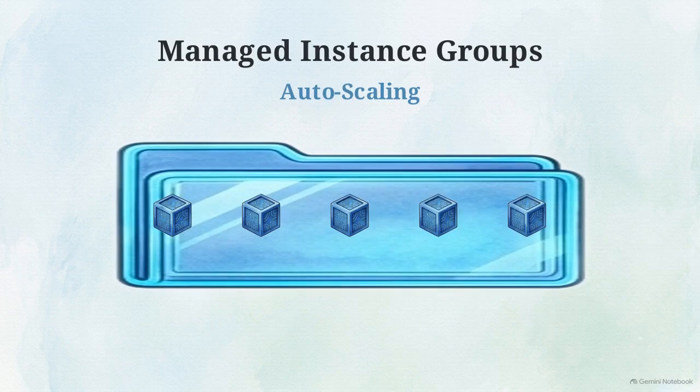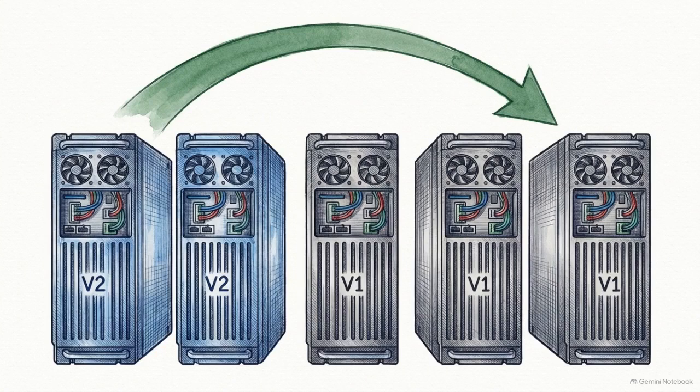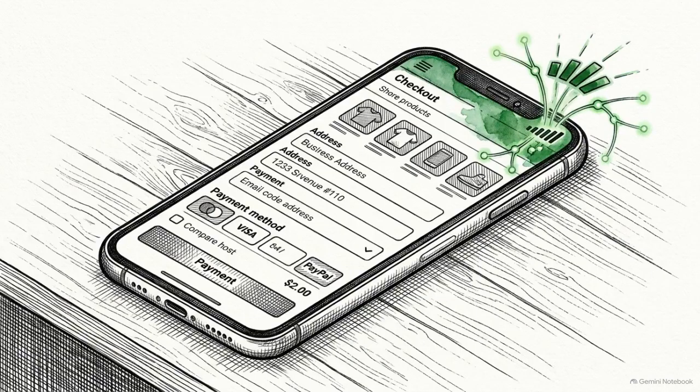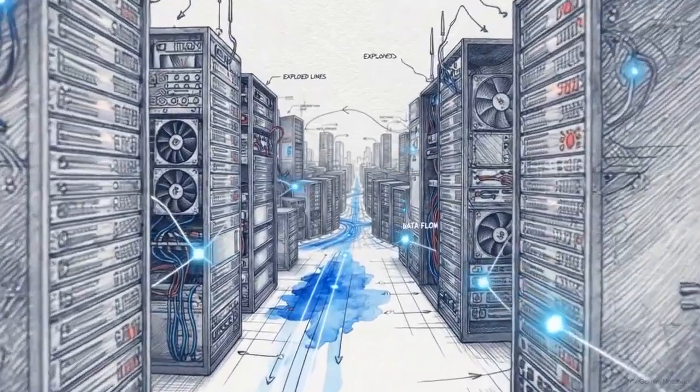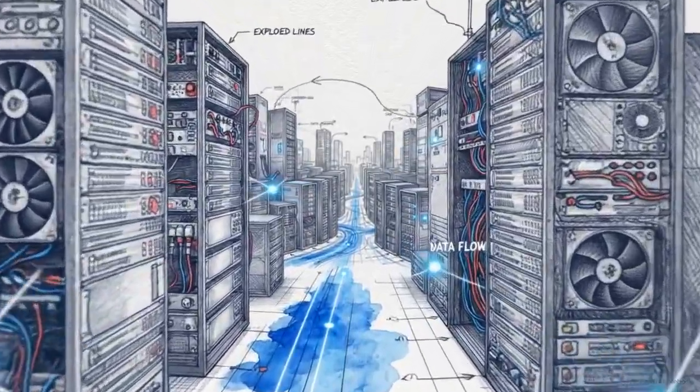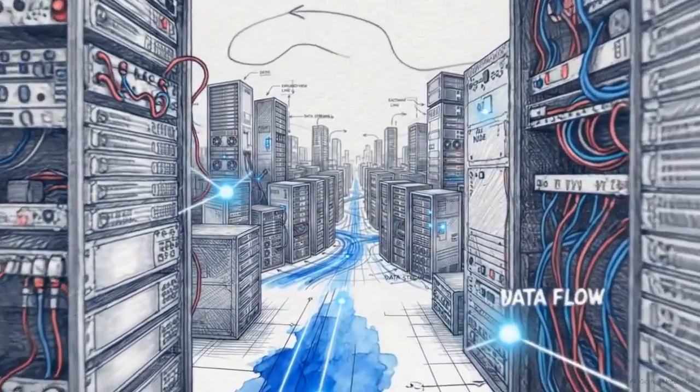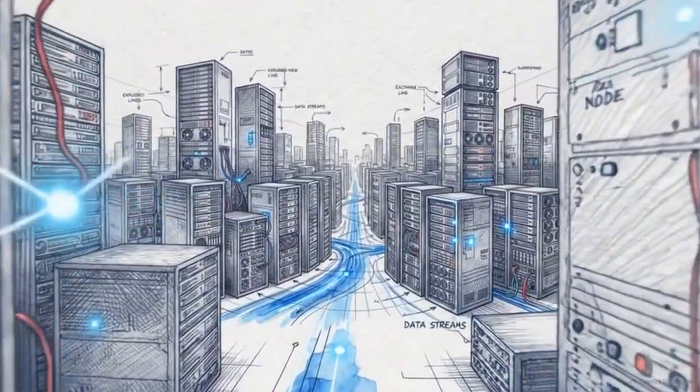When traffic spikes, it scales out automatically, adding machines. Even software updates are automated. The group replaces old machines with new ones sequentially, ensuring your application stays online for every single customer during the transition. Compute Engine provides the framework for an automated, resilient infrastructure that fixes itself, scales on demand, and optimizes its own costs.